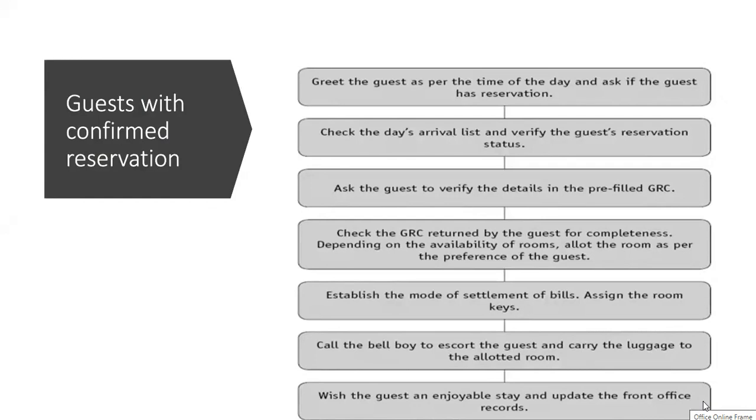When the confirmed guest comes, we greet the guest as per the time of the day and ask the guest whether he has a reservation. We then check the day's arrival list and verify the guest reservation status. Then the guest is to verify the details in the pre-filled GRC. Check the GRC written by the guest for completeness. Depending on the availability of room, allot the room as per the preference of the guest. We establish the mode of settlement of bills, assign the room keys. Then we call the bellboy to escort the guest and carry the luggage to the allotted room. We wish the guest an enjoyable stay and update the front office record.